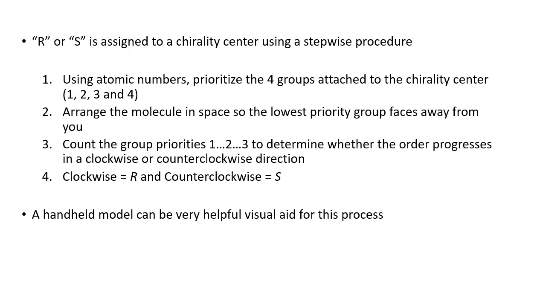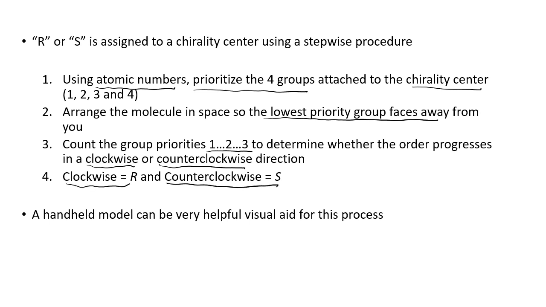To identify the R or S configuration at a chirality center, we're going to go through the following 4 steps. First, we use the atomic number from the periodic table to prioritize the 4 different groups attached to the chirality center. Next, we arrange the molecule in space so that the lowest priority group, number 4, faces away from you. Then we count our priority groups 1, 2, 3 and determine if we're counting in a clockwise or counterclockwise direction. Once we've identified the direction, we assign R or S based on it being clockwise or counterclockwise. If you have a model kit, it's helpful to use that as a visual aid, but it's not necessary. Let's look at a few examples.